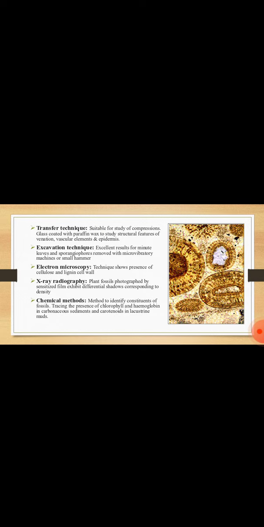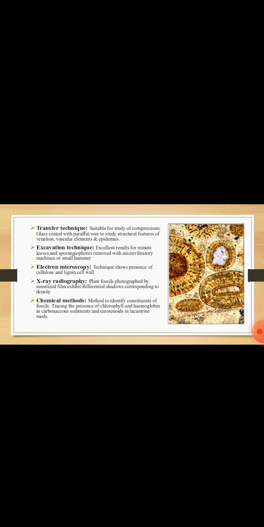X-ray radiography. The plant fossil, when photographed by X-rays, exhibits differential shadows corresponding to the density. A shadow picture taken on the sensitized film, that is a radiograph, can be used for fossil study. The technique was used by Dara during his study of certain calcified seeds from the coal balls.